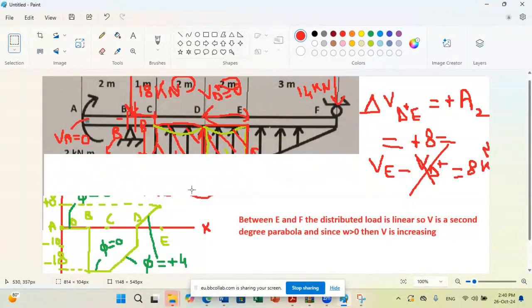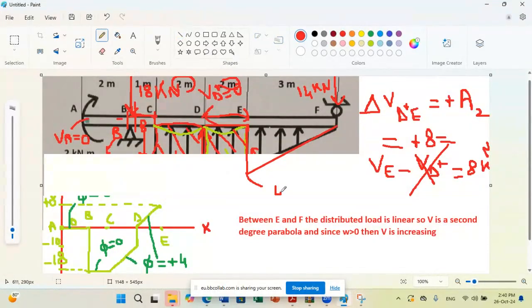What do I mean by this? If we consider this is point E, we are here. Now, at this point, what is the value of omega? This is your triangular load. W is starting here by 4. It's 4 kilonewton per meter at E, and is decreasing progressively until reaching at F a value of 0.